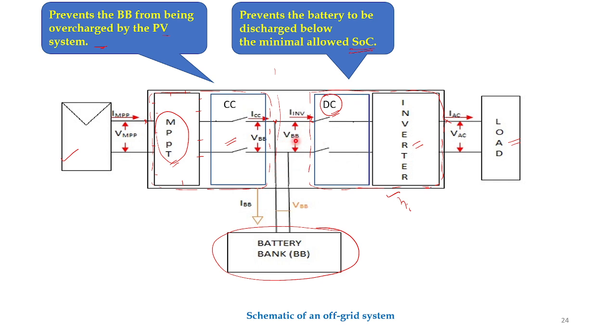And this is the DC current. If you want to fulfill an AC load requirement, you need an inverter also. The inverter converts DC to AC for your load requirement. So this is your typical off-grid system schematic diagram.